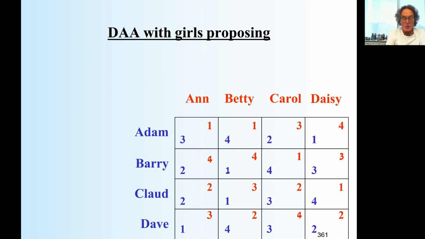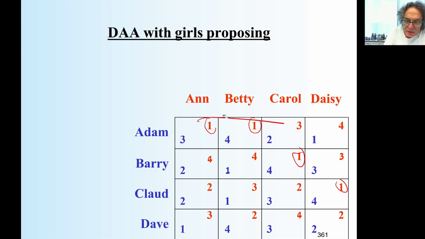Now I want to talk about the deferred acceptance algorithm with girls proposing. So boys sit at home, and girls go after the boys. Anne will go to Adam, he's number one. Betty also will go to Adam. Carol will go to Barry, and Daisy will go to Claude. Dave has nothing, so he has to wait. Of these, Anne and Betty visited Adam, and he will reject Betty. Let's see how it works.